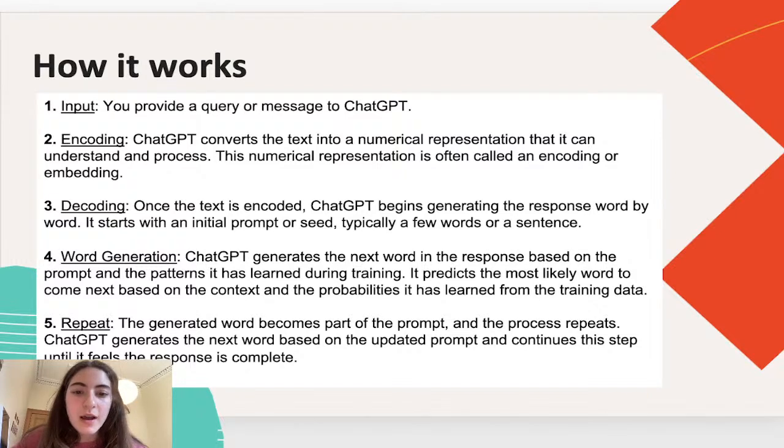So someone's asking, what does GPT stand for? Yeah, that's a really good question. So GPT stands for Generative Pre-trained Transformer. And it's basically just the model that ChatGPT is trained on, is called that. And so there's different versions of it you may have heard of. So you might have heard of GPT-3, GPT-4, GPT 4.5.